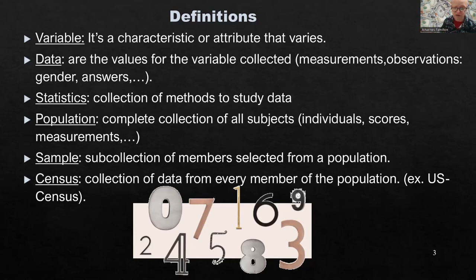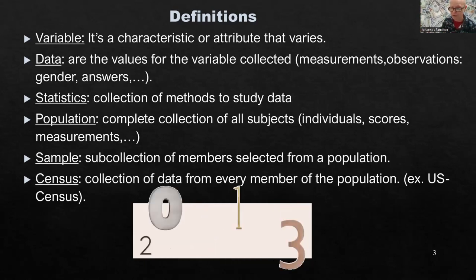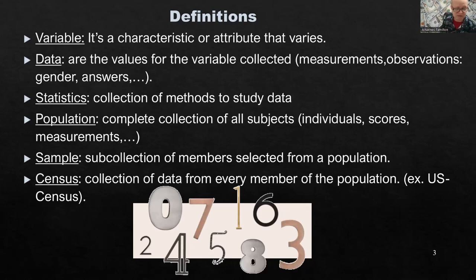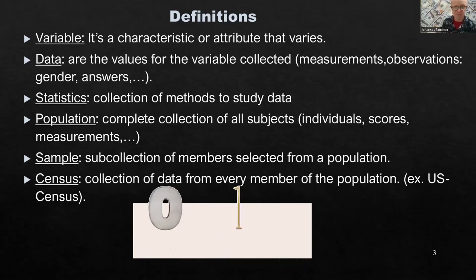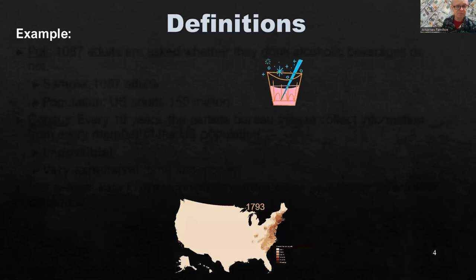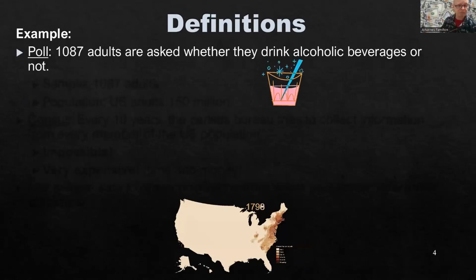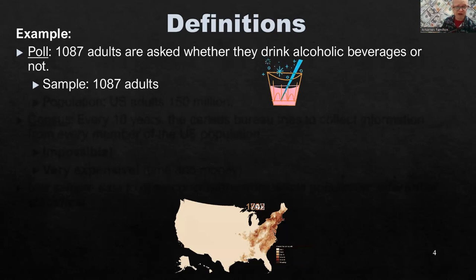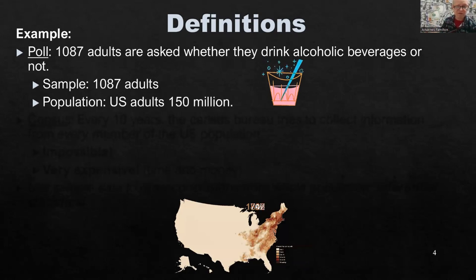Census: a collection of data from every member of the population. For example, the US Census is a census. For example, in a poll, 1,087 adults are asked whether they drink alcoholic beverages or not. The sample is 1,087 adults. The population, well, all US adults, which is about 150 million people.